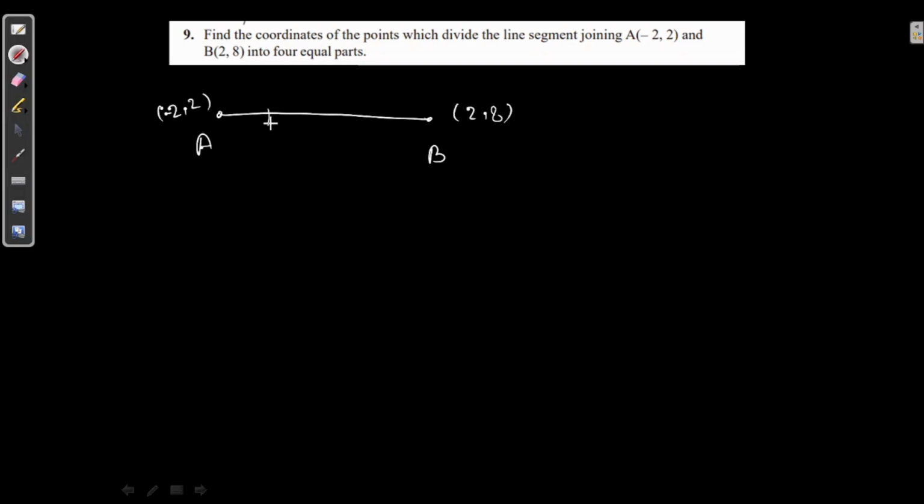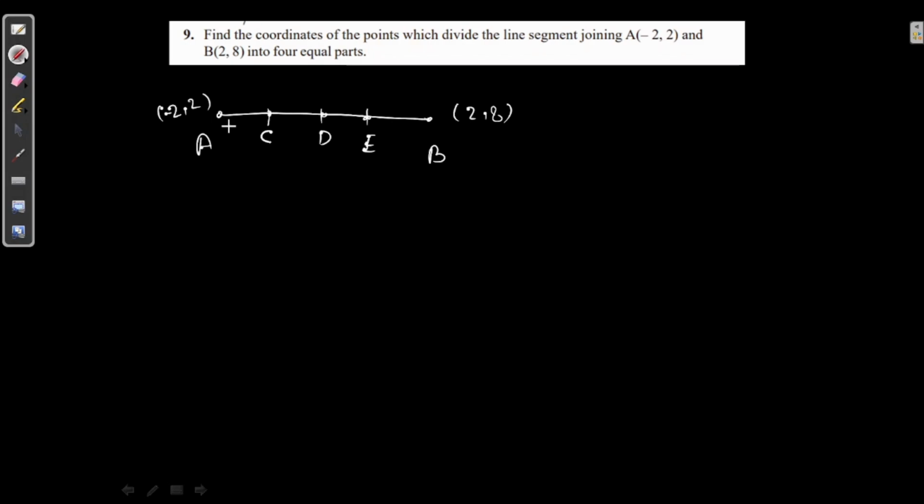So let's say 1, 2, 3. We have got 3 points between them. They are divided into 4 equal parts, so we have to find 3 points here. One point I am going to find and the rest two you will try by yourself. I hope everyone will try. Let's say this point is C, this is D and this is E.